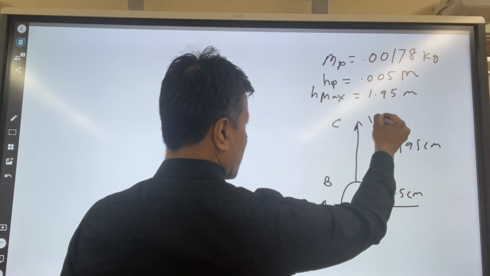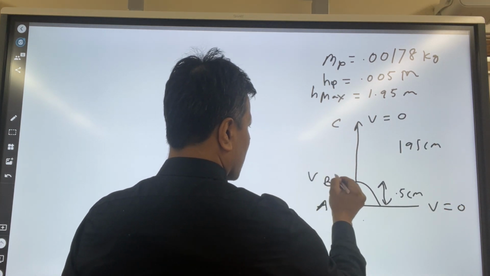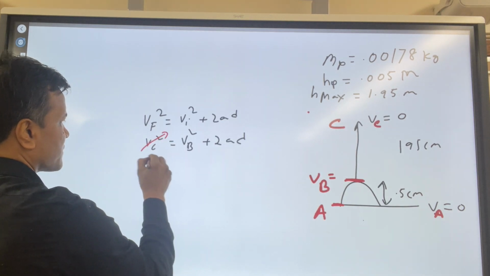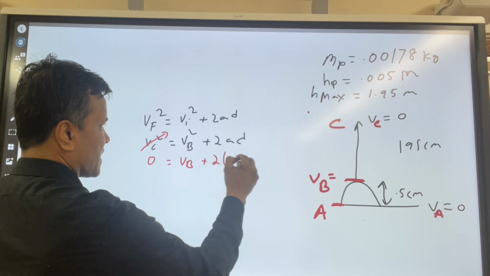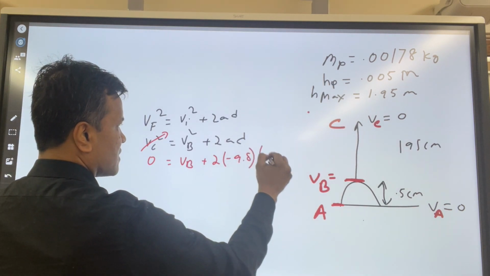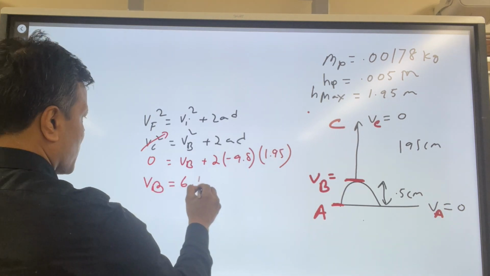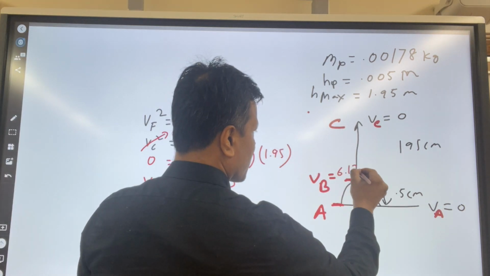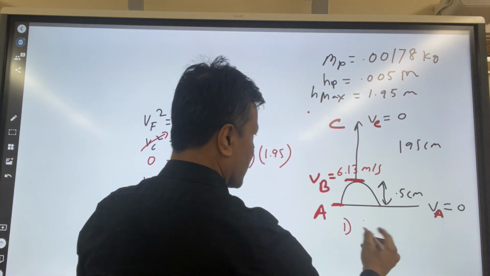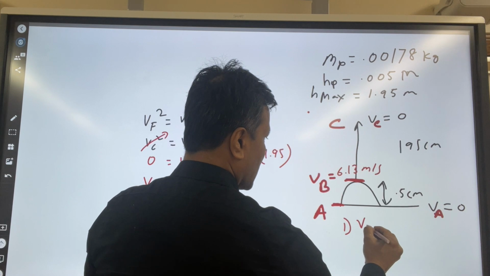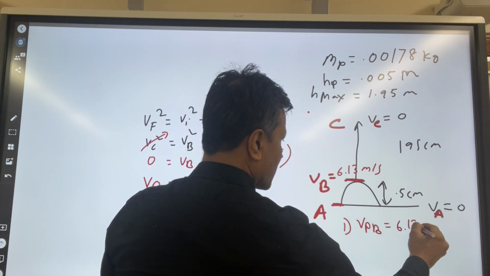This is max height, velocity is zero, and velocity is zero. We want to find the velocity. Zero is plus two times negative 9.8 times height, so 1.95. So velocity is 6.13 meter per second. I am going to make a list over here. So velocity of the Popper at location B is 6.13 meter per second.